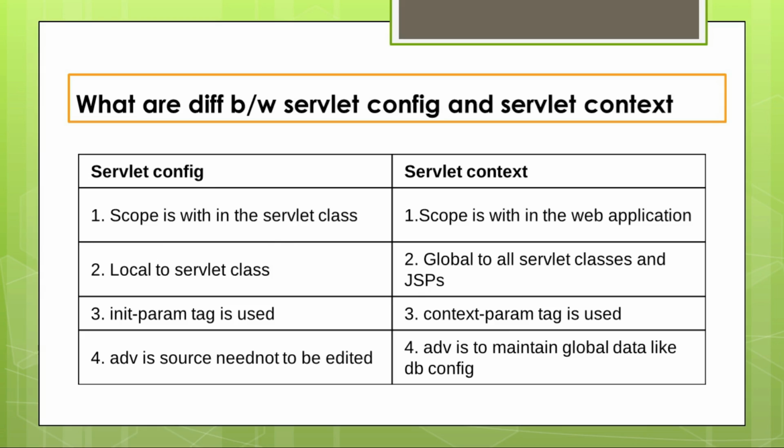It means that whatever the global data is, you please maintain it in the web.xml file. You don't maintain anything inside the servlet class, either global data or local data. If they are going to be changed frequently, then maintain them outside in the web.xml file. If it is local data, local to the class, then use servlet config. And if it is global data, use servlet context. Done.